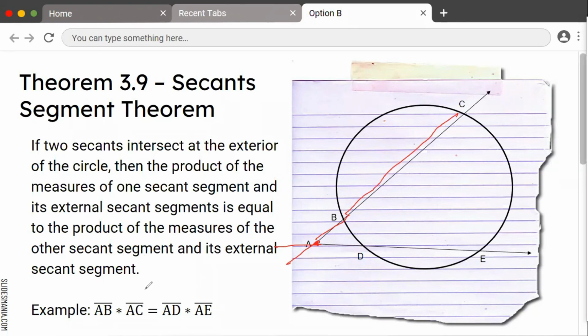Okay? So, we talked about two segments here. The whole segment and the exterior. So when we say the whole, the interior is already included. And the exterior is just this part. Okay, so from the given example here, we have AB. If you multiply that one to AC, therefore that is equivalent to AD times AE.